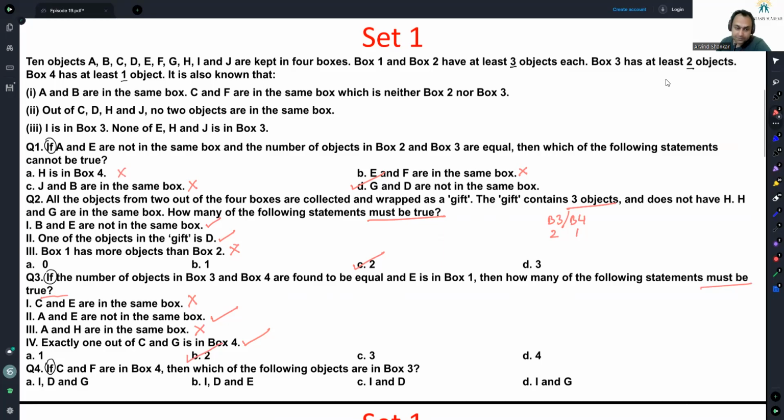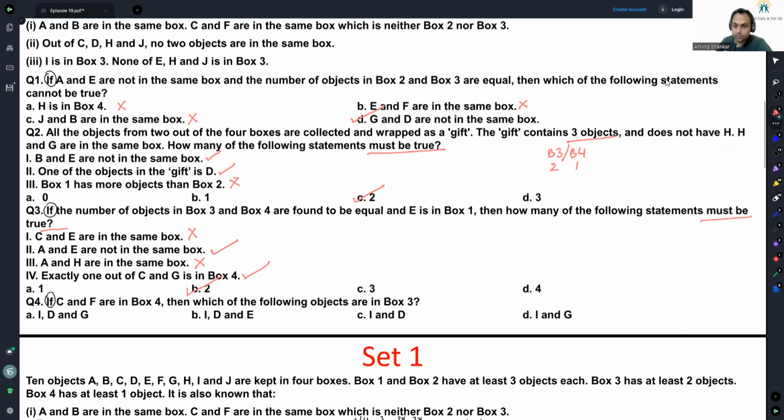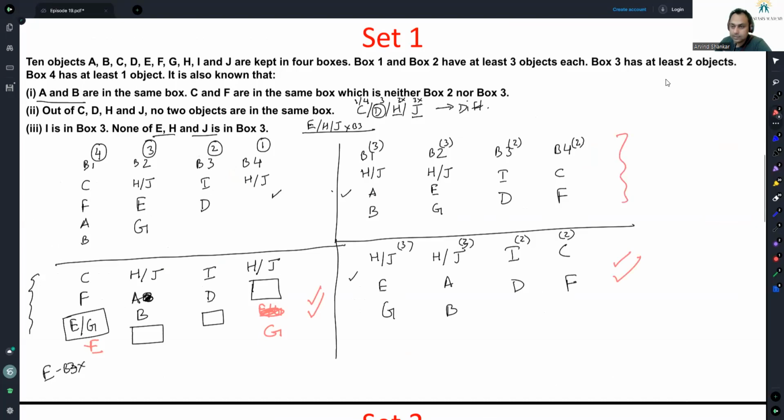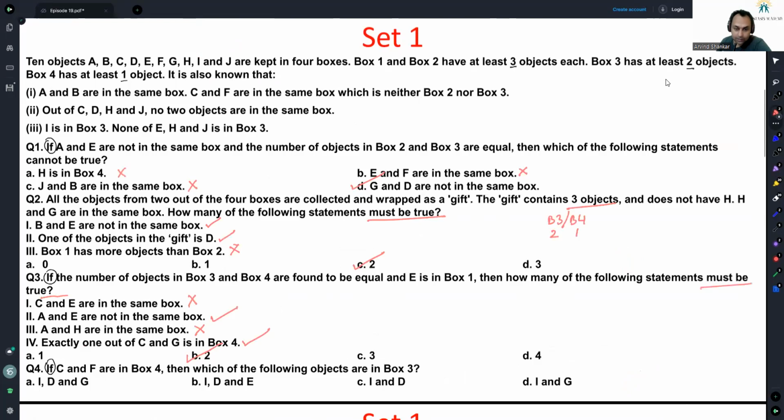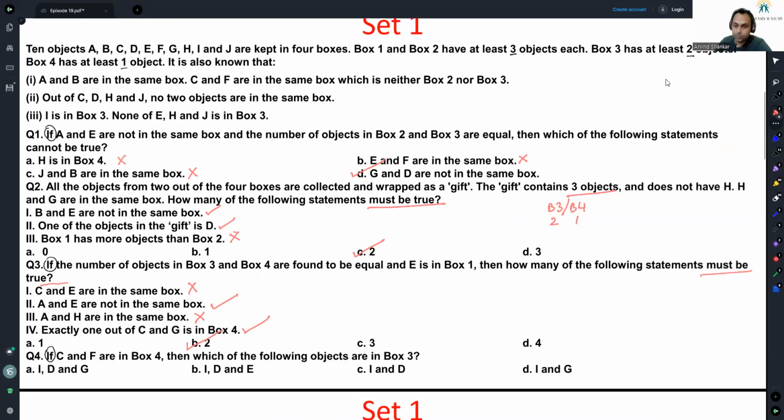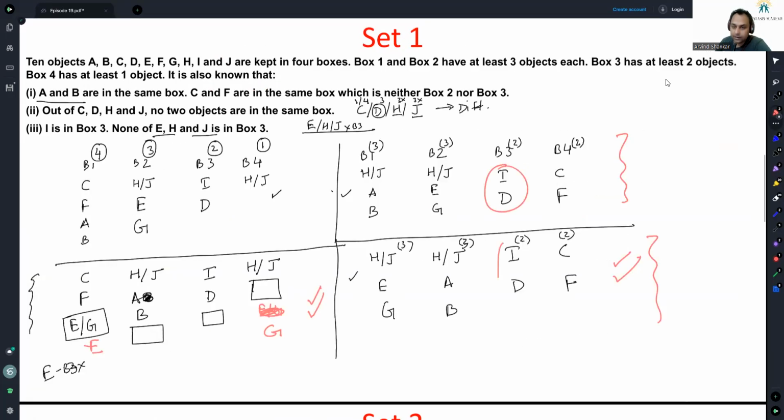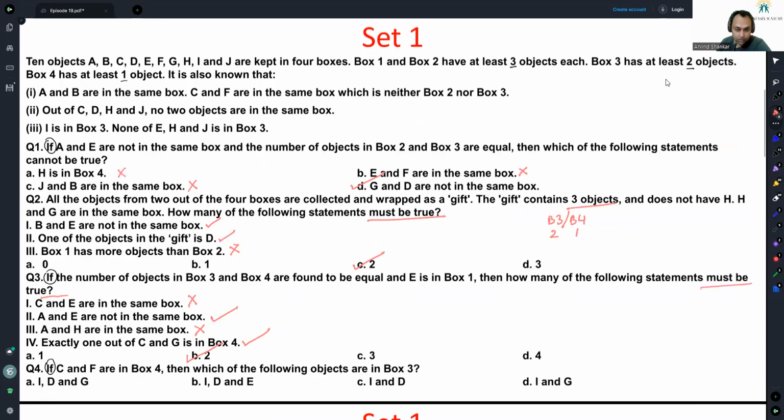Okay, next. If C and F are in box 4, so these two cases are being referred to. Then which of the following objects are in box 3? Box 3, I have ID and ID. Okay. So the answer has to be option C.